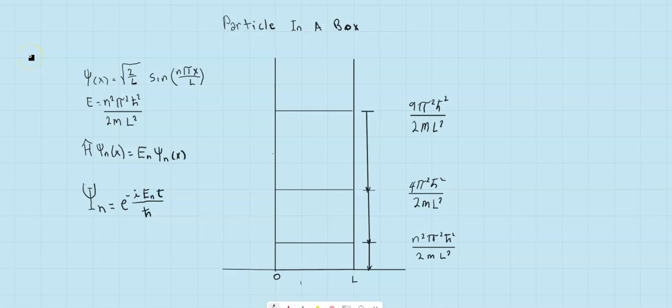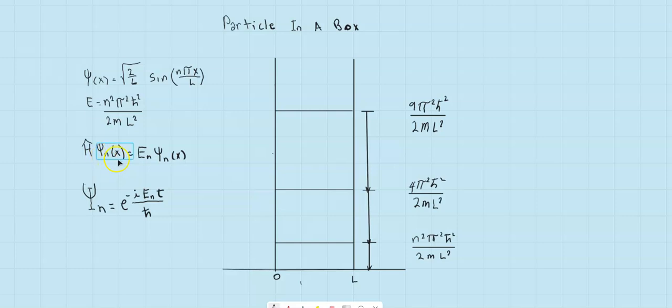We continue with particle in a box. I did this drawing again because I wanted to explain something. This is my eigenfunction right here. This is my eigenvalue. Remember the number that we got, n, right? That is called the principal quantum number. And it should go over here.